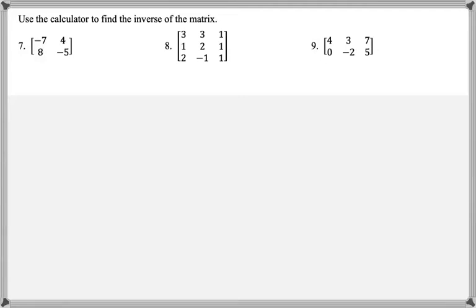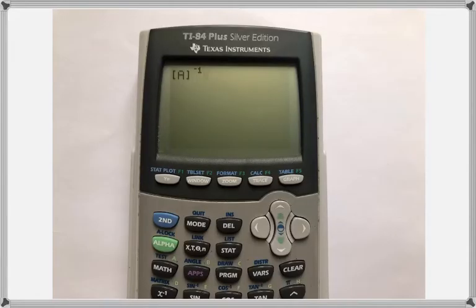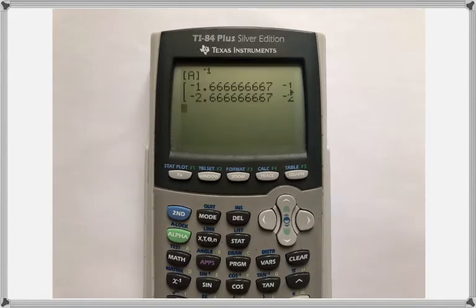We've shown if two matrices are inverses. Now we're going to use the calculator to actually find the inverse of a matrix. So I want to enter in the matrix into matrix A, and then on the home screen type A raised to the negative 1. So I'm using the x to the negative 1 key. And then press enter, and this is our inverse matrix.